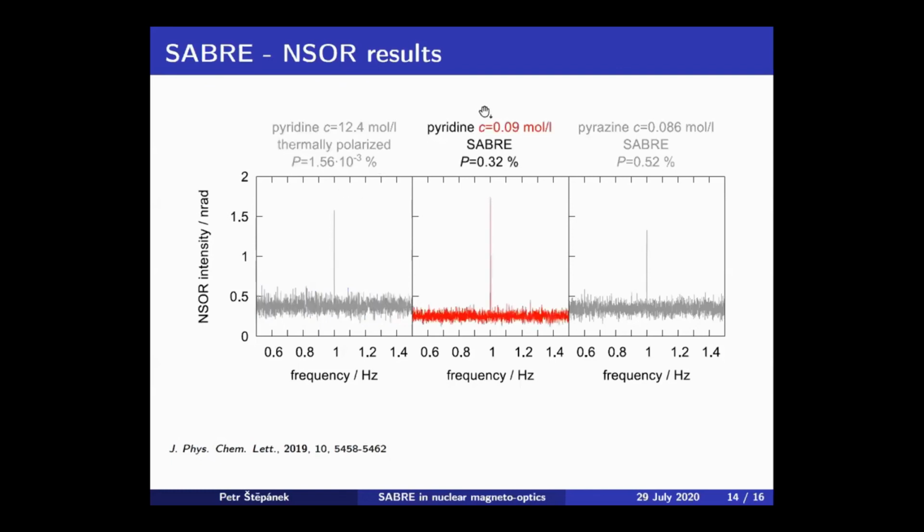In the sensor, on the other hand, we have NSOR of pyridine that has been hyperpolarized with SABRE. So we have now a concentration that is over 100 times lower than in the previous case. But thanks to SABRE, we can achieve polarization levels of roughly 1/3%, which makes up for this concentration difference. And as far as we know, this is the lowest reported concentration for measurements of these effects to date.